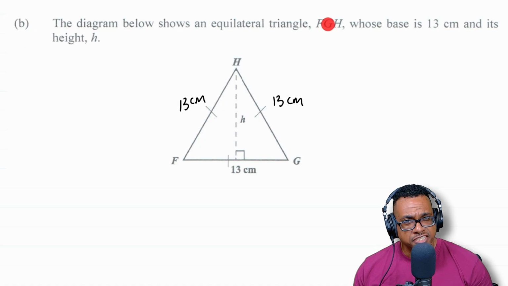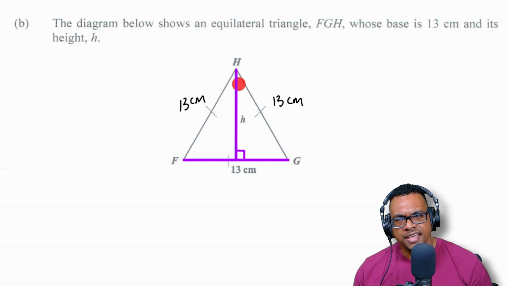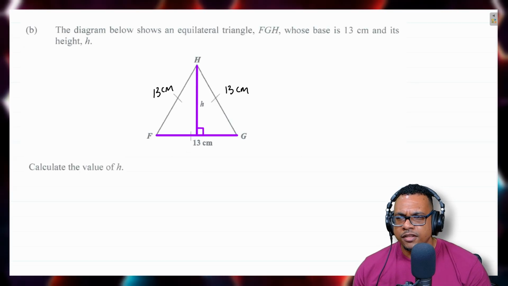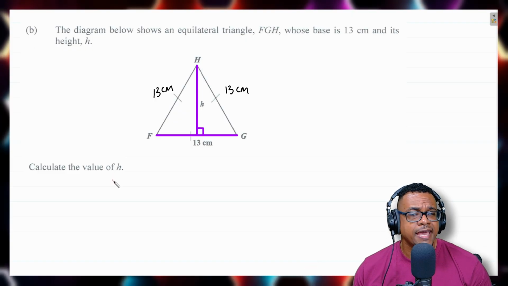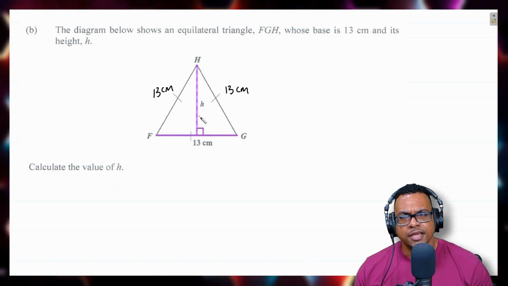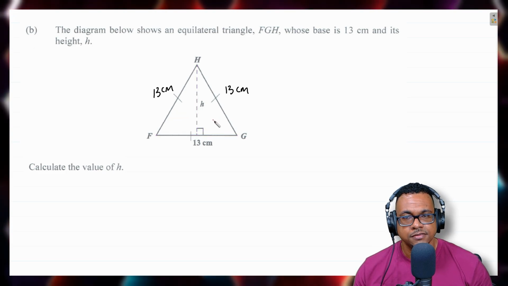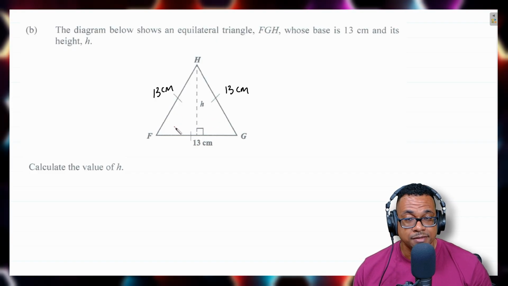So we have FGH, whose base is 13 centimeters, so we saw that. And its height is H. So H here is the height of the triangle. And as we know, height and base of a triangle must be at right angles to each other. And now what they want us to do is calculate the value of H, which means let's find the height of the equilateral triangle. So what we could do here is we could split this equilateral triangle up into the 2 equal right angle triangles. Or I could say the right angle triangles would be congruent because they would be exactly the same.